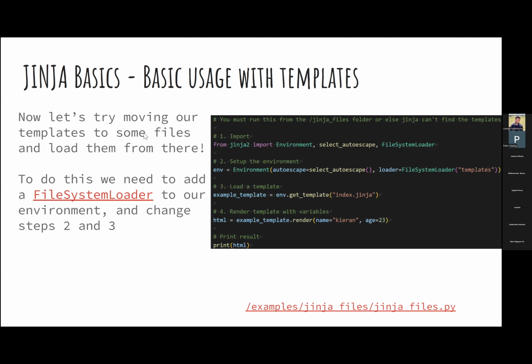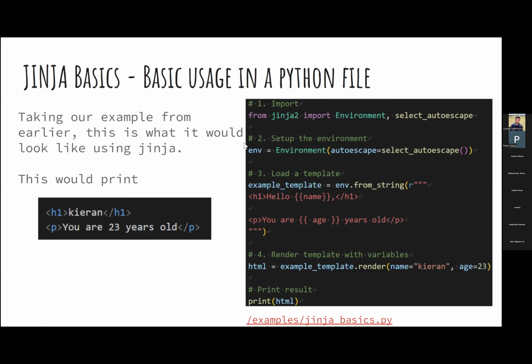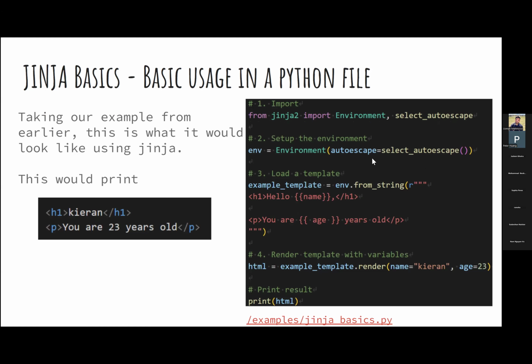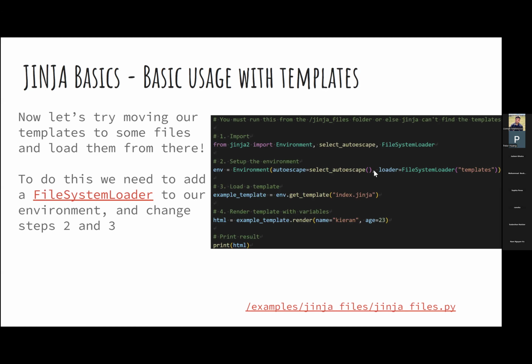Now, if we try moving our templates to some files and load them from there, we could do this by adding a file system loader to the environment, and then we can change steps 2 and 3 from the previous one. So over here we have import, then we have to set up the environment again. And again, we've slightly modified this environment from this condition to now this condition. We added a loader. Then we can load the template. And then once we get the template, then we can render the said template with the results, and then we can print out the HTML.